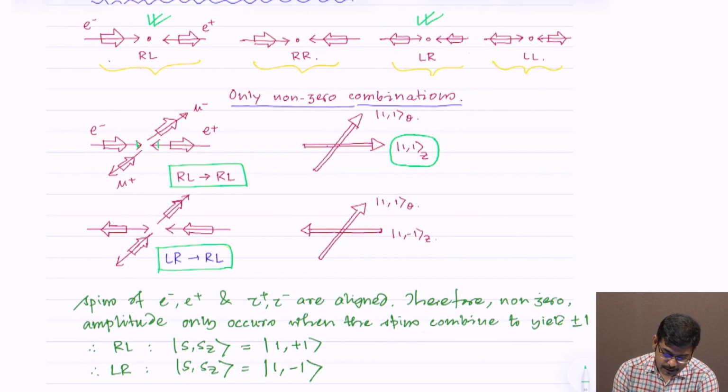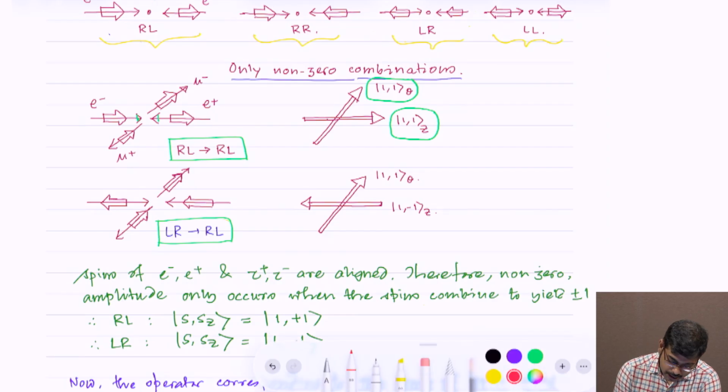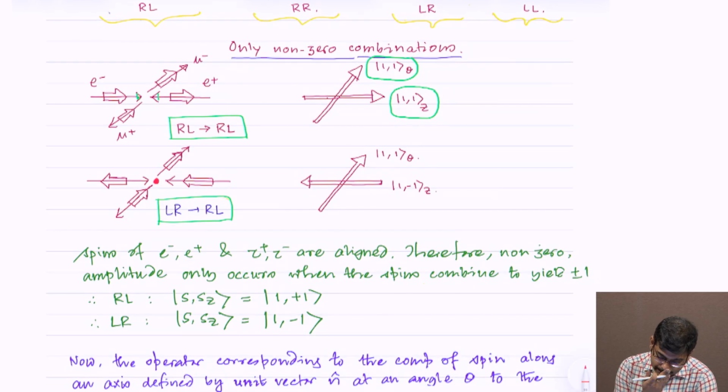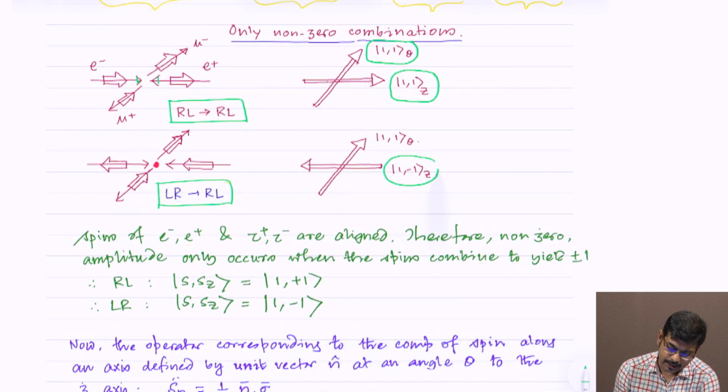And similarly for this configuration, the μ+μ- that you produce, the spin configuration is something like 1, 1 θ, and this is for LR to RL. Once again, you can draw your LR to RL very easily, and it is basically saying that the spin is going along the negative z direction. So you have something like this, and you can say that this is 1, -1 z, and this combination is 1, 1 θ, right?